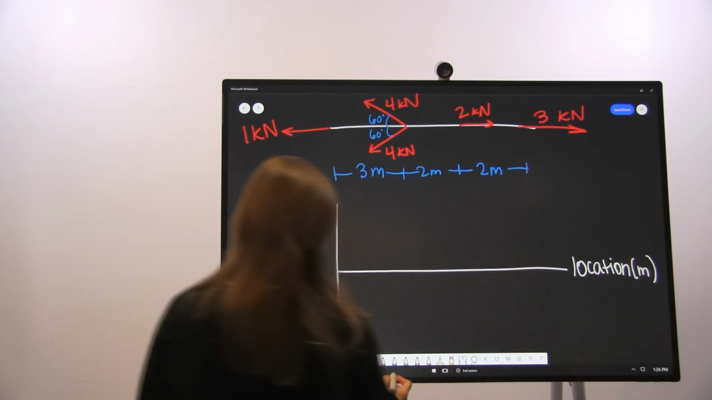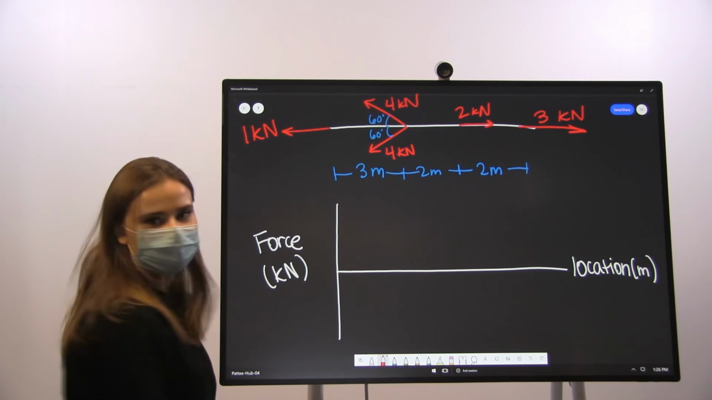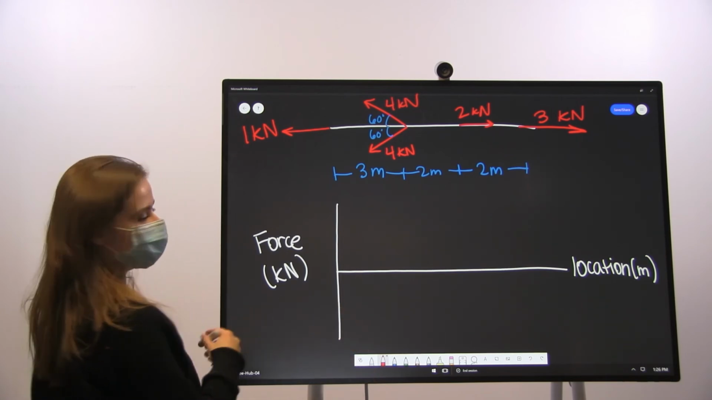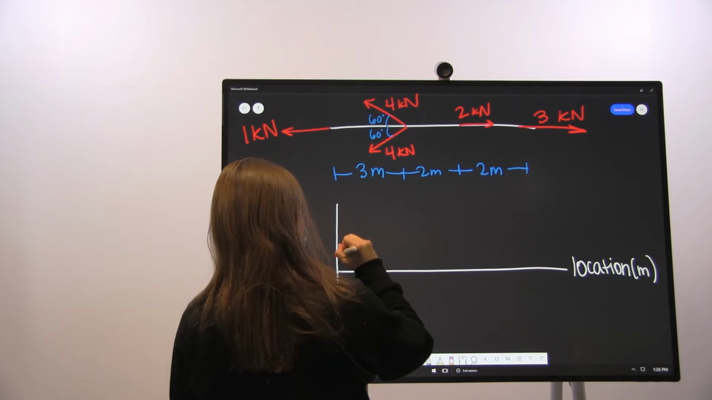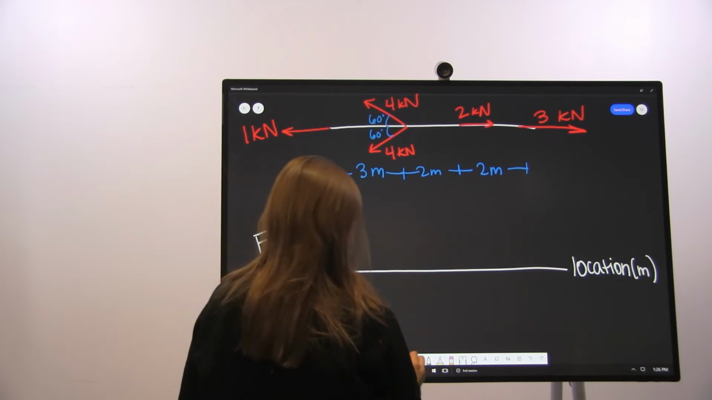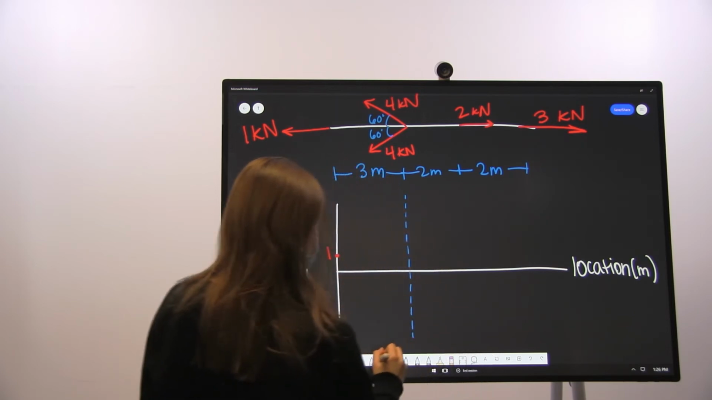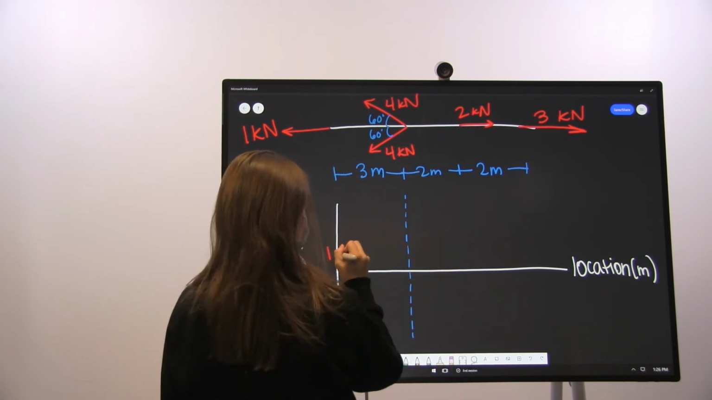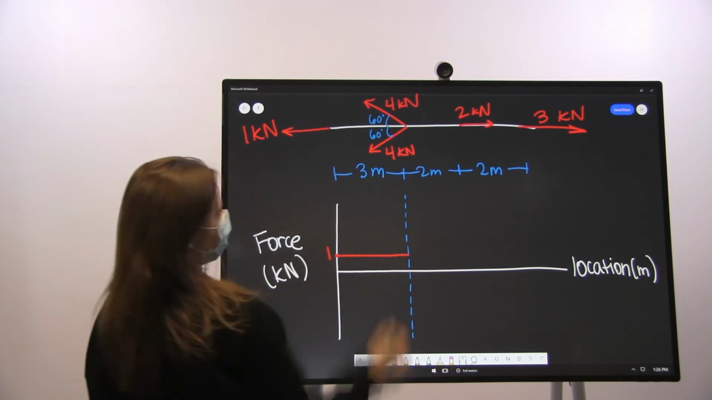So first we have our 1 kilonewton force acting to the left. And any force acting to the left is going to be a jump up. So we're going to start right here at 1 kilonewton, and that's going to be constant because we don't have any other forces acting until we get to these 4 kilonewton forces. So it's just going to be this straight line until we get to these 4 kilonewton forces.